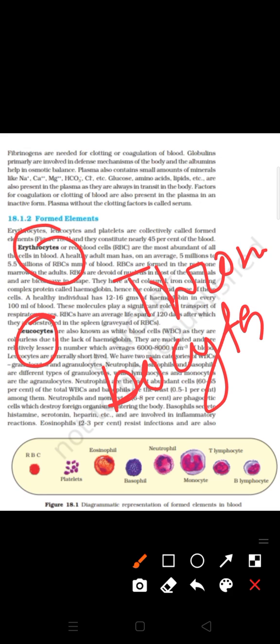Blood platelets are basically thrombocytes. Thrombocytes are non-nucleated, disc-shaped fragments of bone marrow cells, and they are involved in blood clotting especially. Okay, thrombocytes, blood platelets. So this is the general idea about RBC, WBC and platelets. Later on we will discuss all of them one by one in depth.